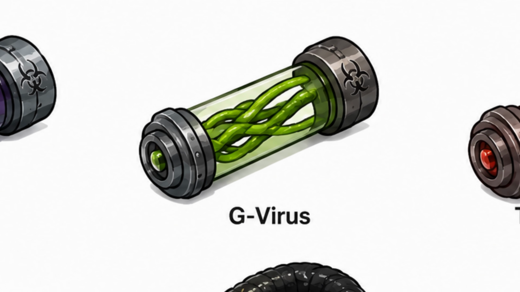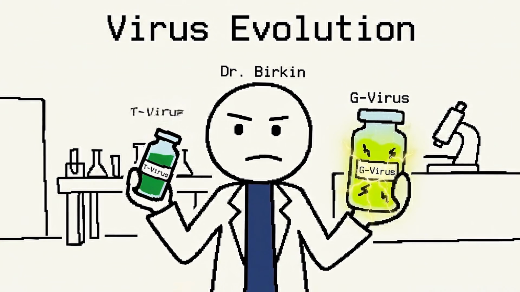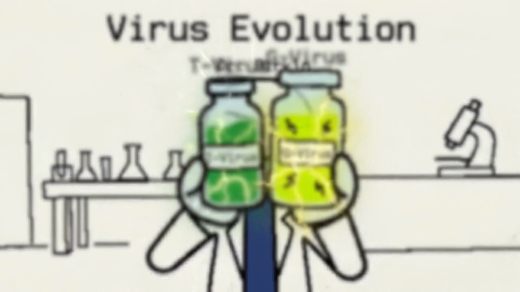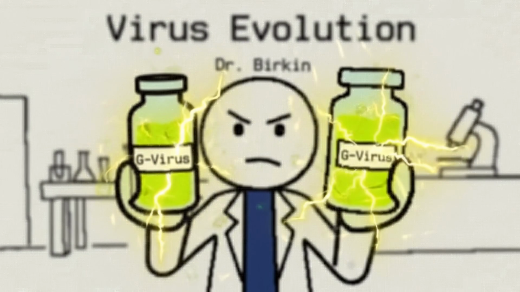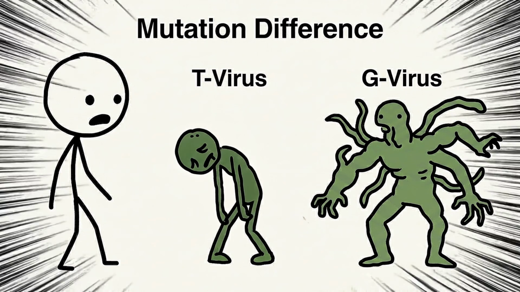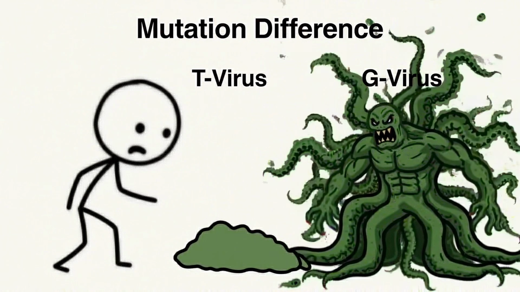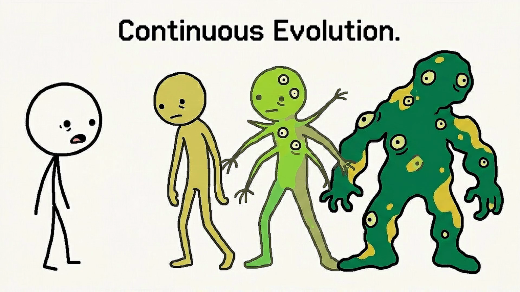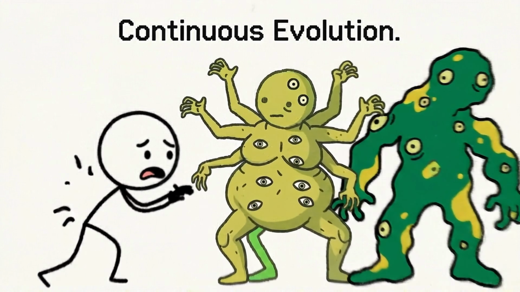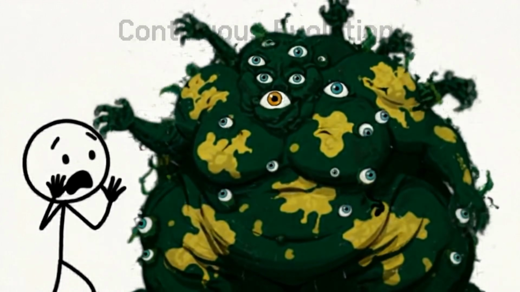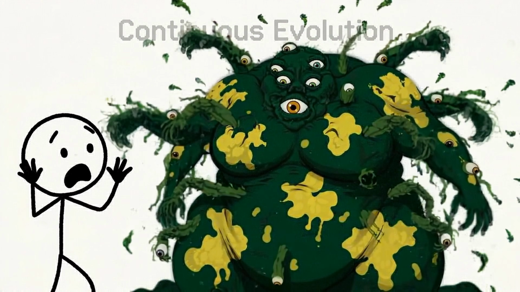G-virus. The G-virus was created by Dr. William Birkin as a more advanced evolution of the T-virus. Unlike its predecessor, it does not simply infect and degrade the host, but instead forces rapid and extreme mutation. Infected subjects continuously evolve, often growing new limbs, eyes, and organs as the virus tries to adapt and survive.